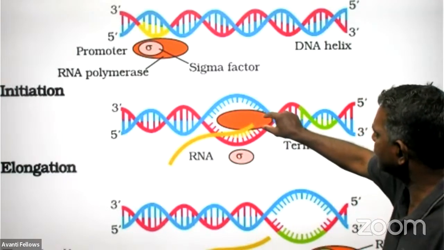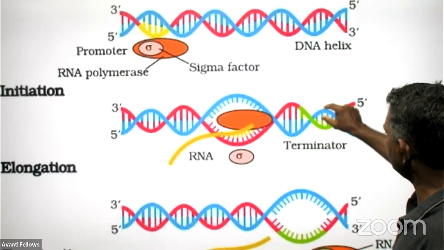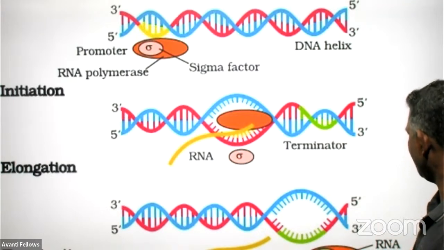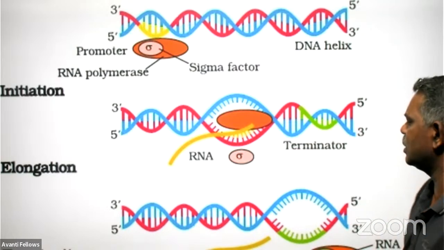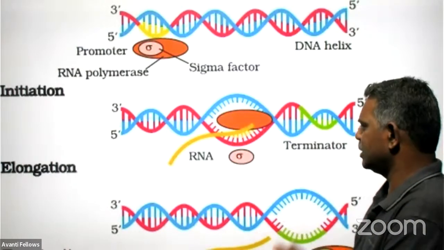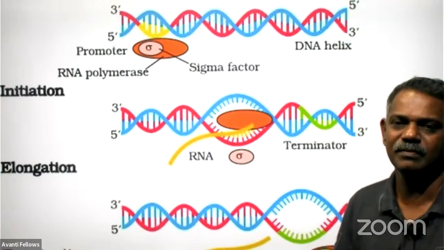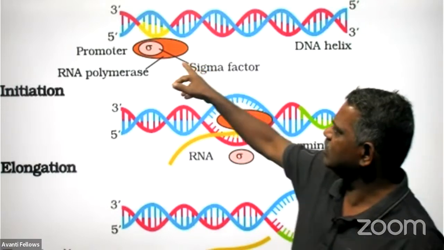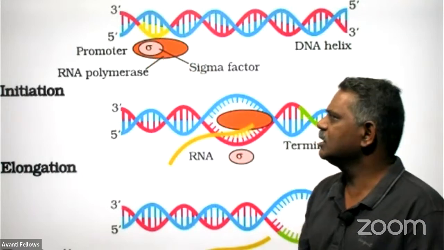And this Rho factor is taken to the terminator region. Once it comes to the terminator region, the Rho factor is there. That Rho factor attaches to the polymerase, then it is detached from this structural gene, and with this the process of elongation will be stopped. That is called termination. Simple step, simple process, right? Initiation by using the sigma factor present in the promoter region.